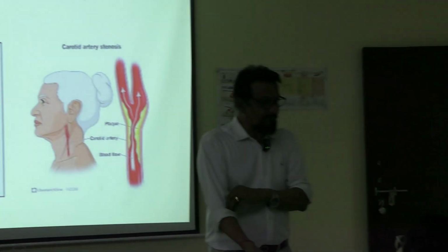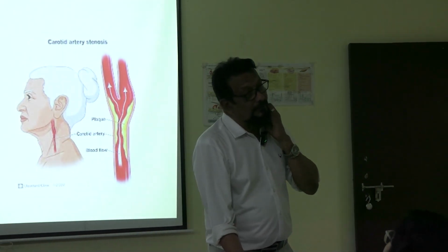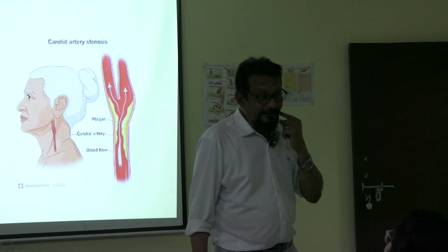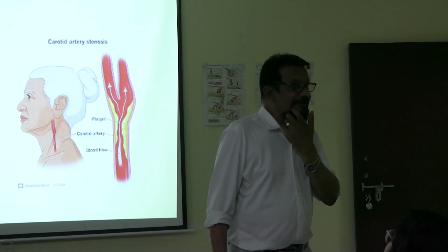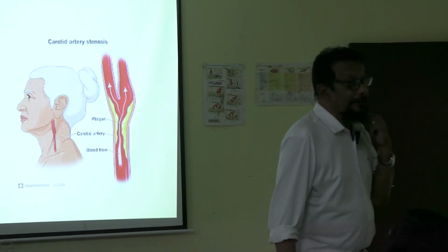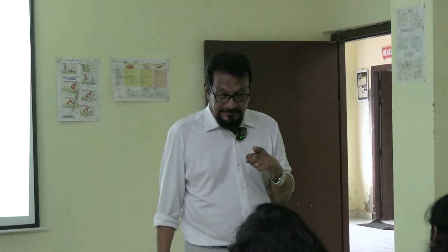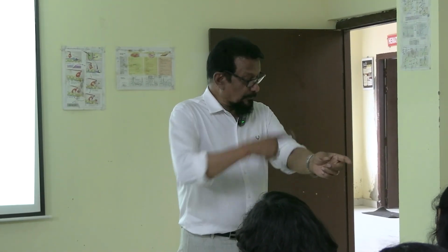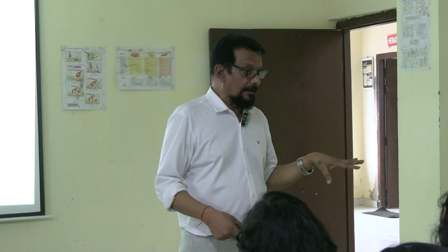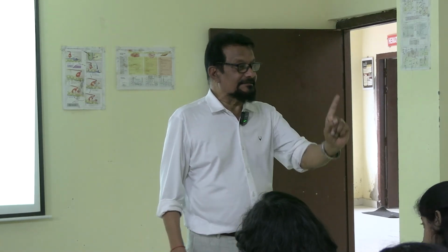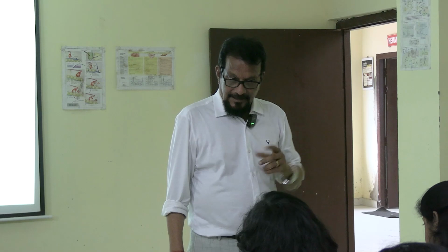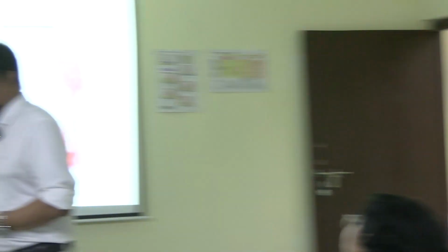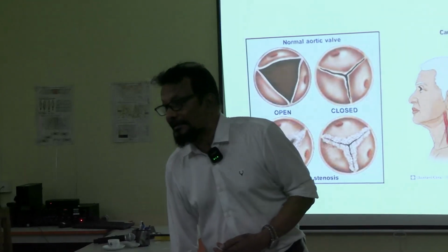Since there is turbulence, if you keep the stethoscope there, you will hear it. So if you find any noise there, that means there is a complication. What is this complication? Carotid artery stenosis. So if you find any noise in a peripheral blood vessel, there is stenosis. And in the heart, the valves can undergo stenosis. All the valves can be stenosed.